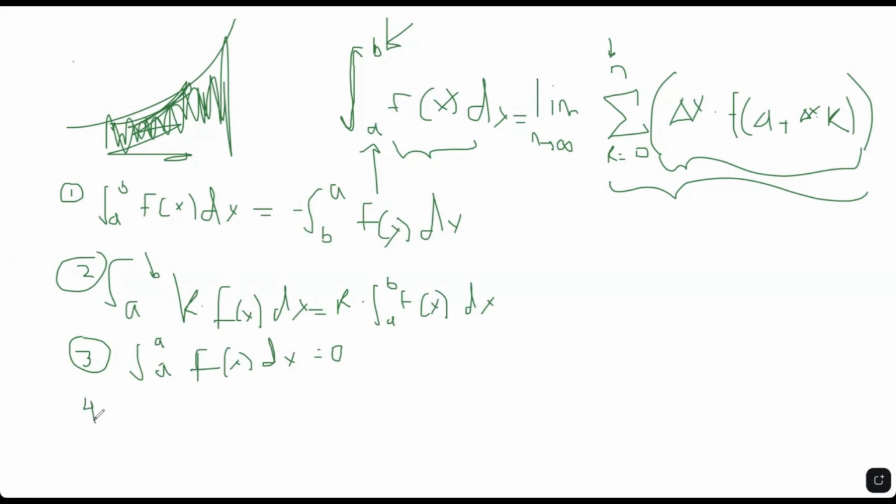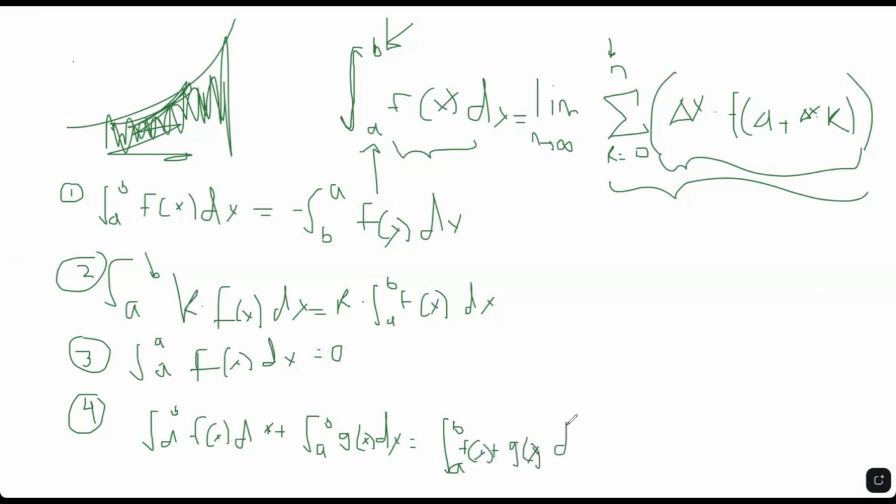It's just itself. And then we have integral from a to b of f of x dx plus integral from a to b of g of x dx. So you have two different functions, but on the same interval. You just add them in the same integral. You can combine it into one integral, f of x plus g of x dx. So that's the first 4 properties.